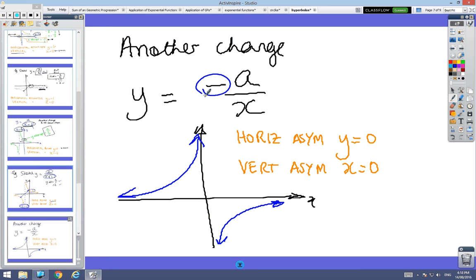Instead of having a plus number on the top, you could have a minus, and all that happens is we just switch it over. So instead of being in these two areas, it's in the opposite, but it still has the same shape. Okay, and that might be the last one.